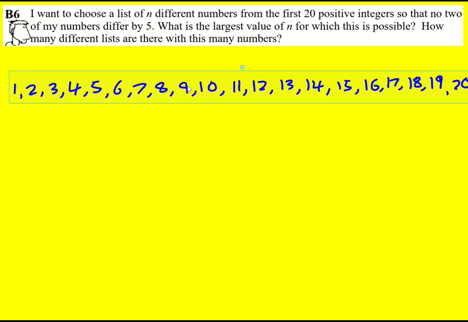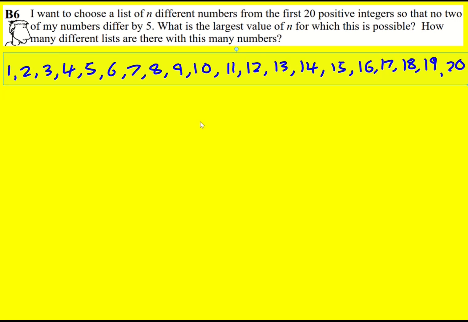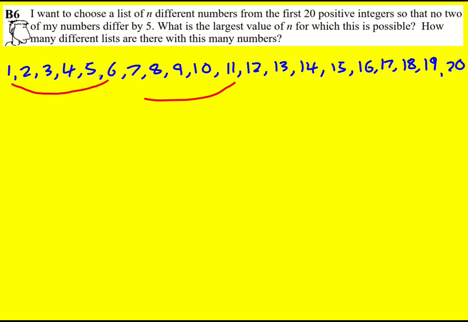Good question to end on here, a little bit different. We've got the numbers from 1 to 20, the first 20 positive integers, and we're trying to write a list of n different numbers so that no two of them differ by 5. So for example, we couldn't have 1 and 6 in the same list, or 6 and 11, although we could have 1 and 11. We also couldn't have 11 and 16. We're trying to find the largest amount of numbers that we can have such that this is possible.